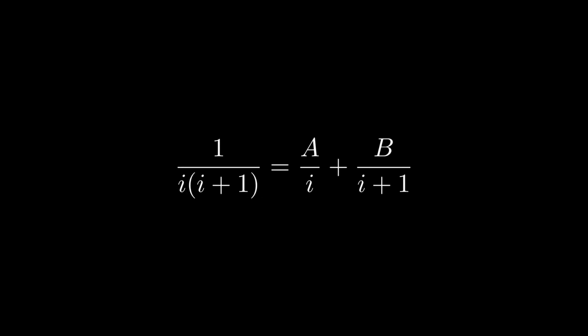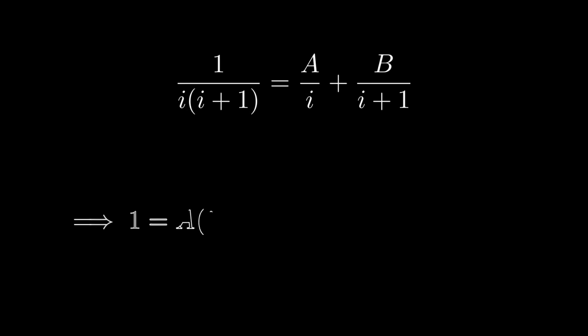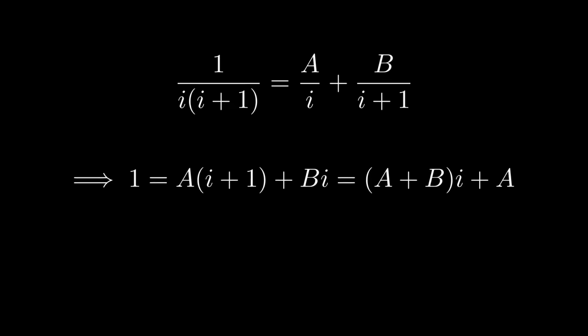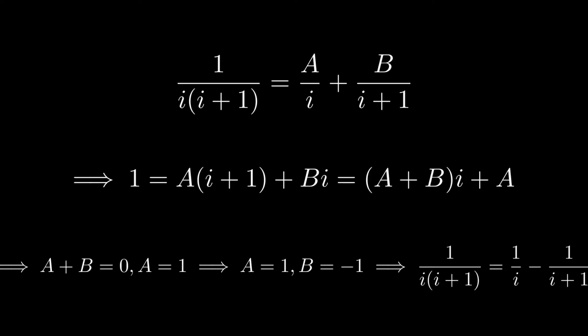Using this technique, we want 1 over i times i plus 1 to be the sum of 2 fractions, one with a denominator of i, and one with a denominator of i plus 1. So, let's multiply both sides by i times i plus 1, and we get a degree 1 polynomial in i. Since this has to be equal to 1 for all i, the polynomial a plus b times i plus a minus 1 has to be 0. So now we have the system of equations a plus b equals 0 and a equals 1. This is very simple to solve, and we get a equals 1 and b equals negative 1. Therefore, 1 over i times i plus 1 is the same thing as 1 over i minus 1 over i plus 1.